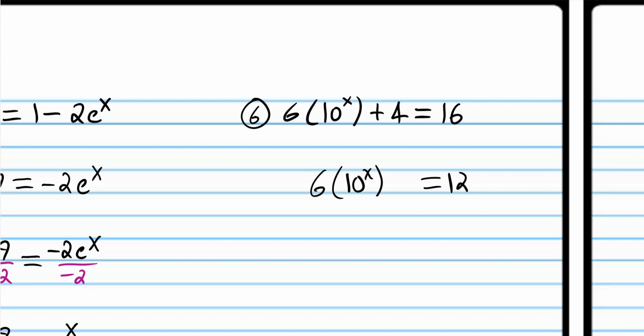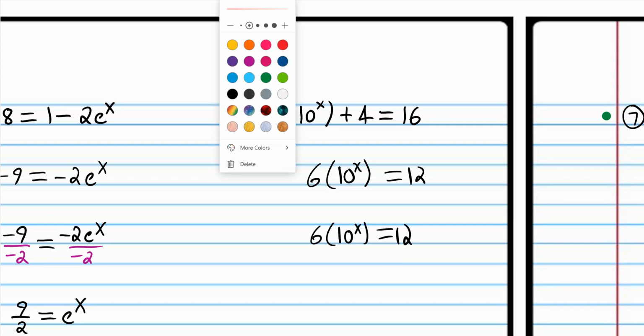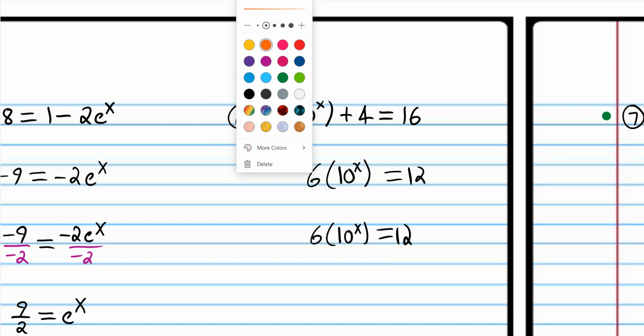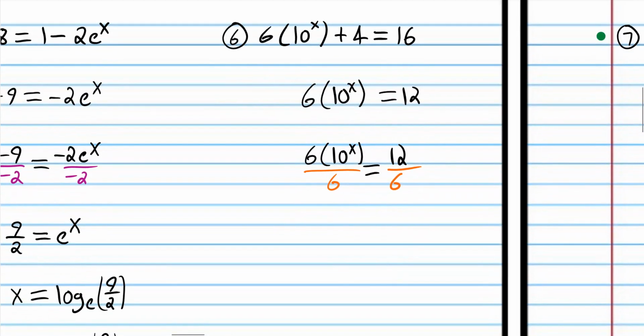And then we're going to divide both sides by 6, and I'm going to show the division because, again, this seems to confuse students a lot. So, dividing both sides by 6, and we have 10 to the x is equal to 2.